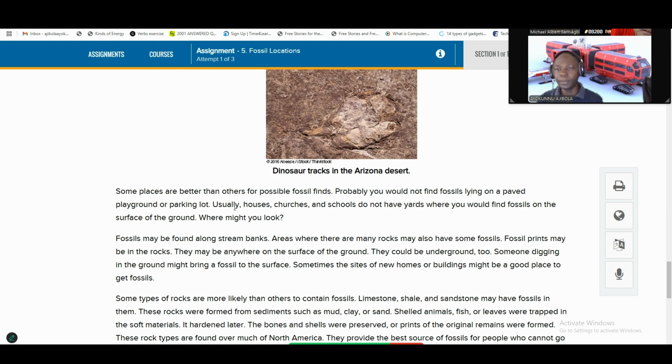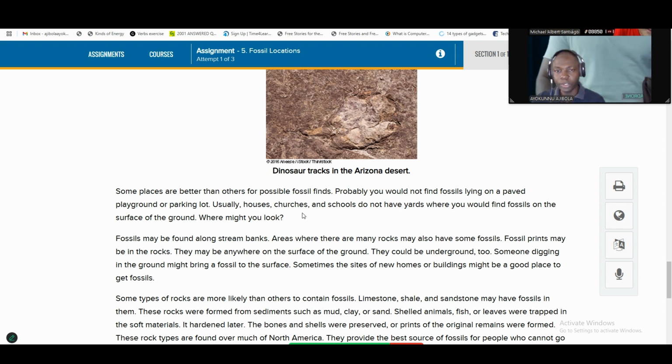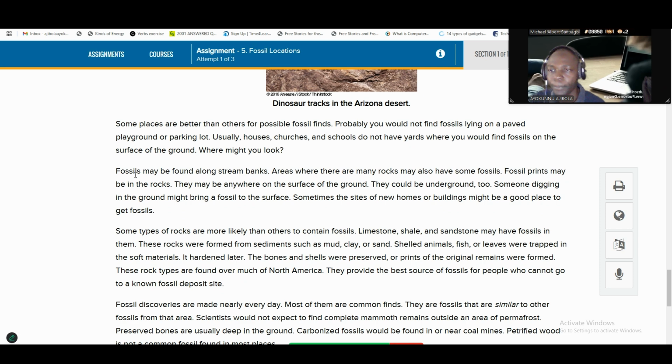Some places are better than others for possible fossil finds. Probably, you would not find any fossil lying on a paved playground or a parking lot. Usually, houses, churches, and schools do not have yards where you would find fossils on the surface of the ground where you might be looking.